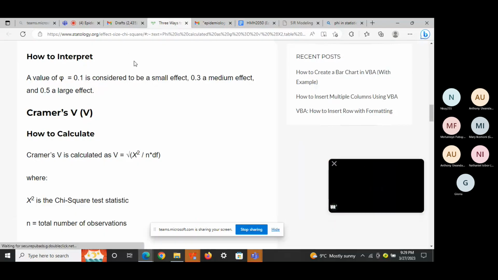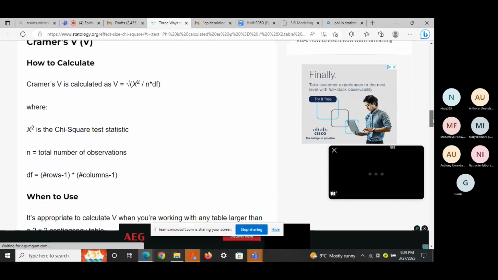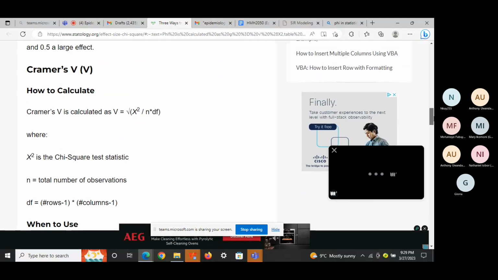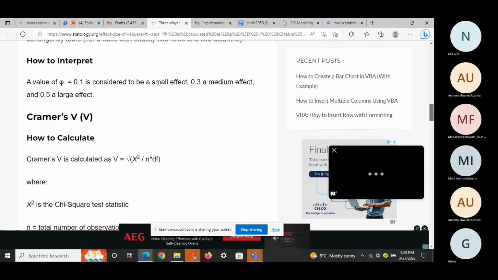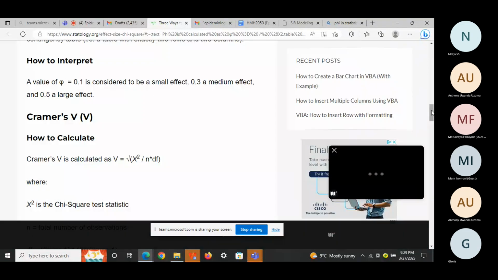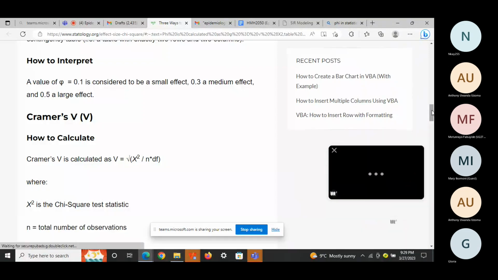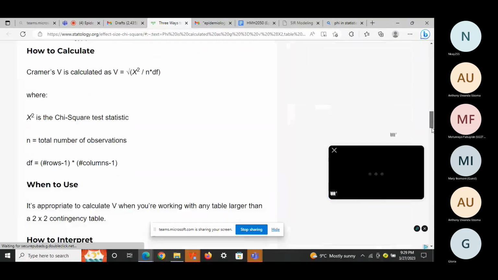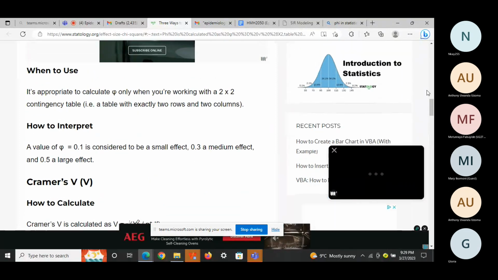So this phi and Cramer's V are all ways of determining how strong the effect is. Remember that the odds ratio and the relative risk tell us that A is associated with B, but they don't tell us how strong the effect is. So this is how to interpret your phi. When it is up to 0.5, it is very huge. When it is less than 0.1, it is very, very small. Then you also have your Cramer's V too.